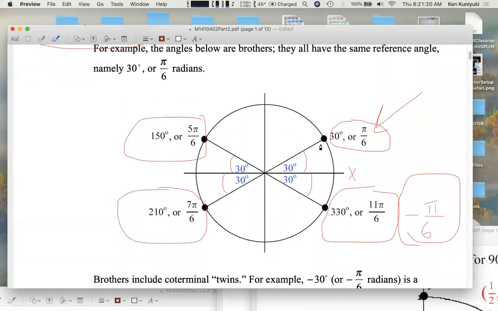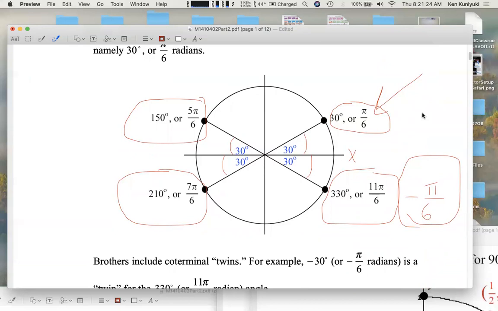You can think of this X here, connecting these various angles. An angle has infinitely many brothers in this sense, because remember, coterminal angles are like twins. So the brothers would include all angles coterminal to pi over 6, 5 pi over 6, 7 pi over 6, and these guys. So every angle has infinitely many brothers, as long as it's not quadrantal, like 0 or pi over 2.